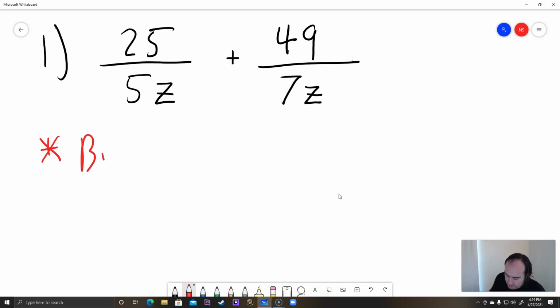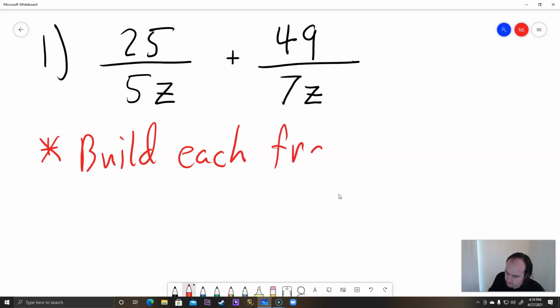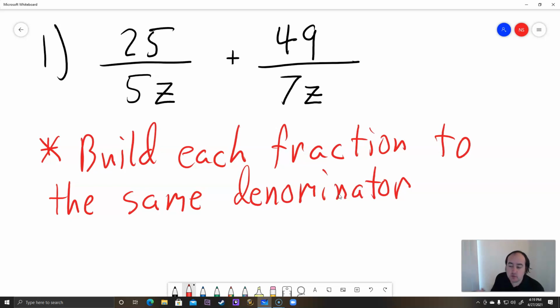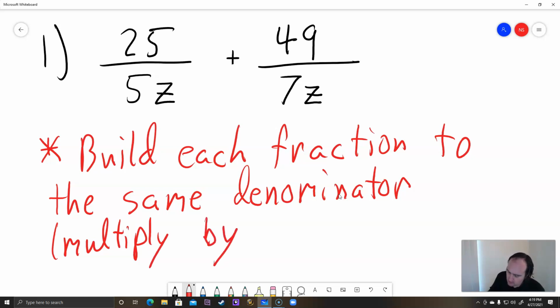So build each fraction to a common denominator. And the way you do that is you multiply each fraction by whatever it's missing. Multiply by what is missing.